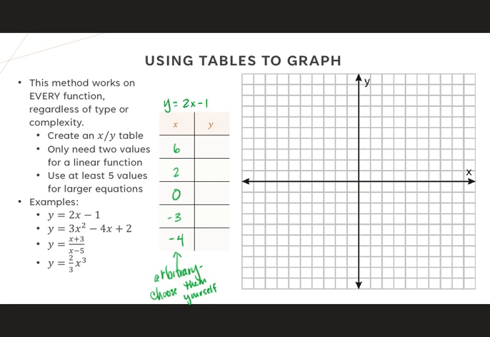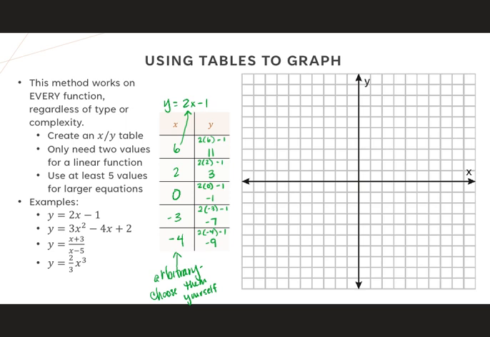Once you choose them, we're just going to plug them in for that x value. So this is going to be 2 times 6 minus 1. So I have 12 minus 1, which is 11. This is 2 times 2 minus 1. So I have 4 minus 1, which is 3. This is 2 times 0 minus 1, so I get 0 minus 1. This is 2 times -3 minus 1. So 2 times -3 is -6, minus 1 is -7. And then 2 times -4 minus 1 gives us -9. So cool, I have this table of values.